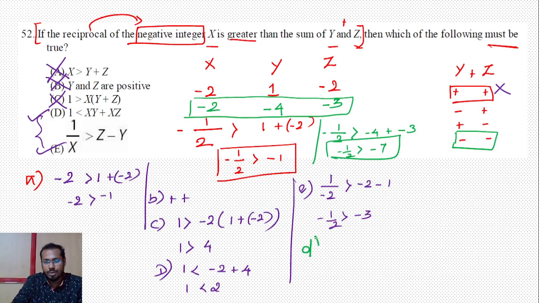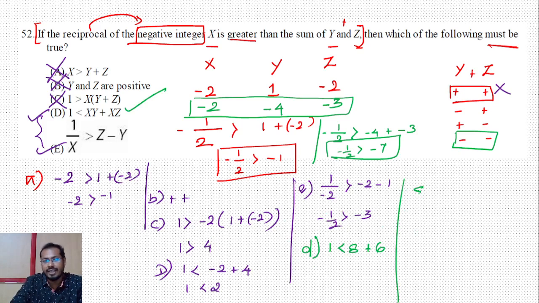I am going to check option D. Option D, 1 is less than x times y. x is negative 2, y is negative 4. 4 times 2 is 8 plus, okay, x and z: negative 2, negative 3 is positive 6. Negative into negative getting positive, right? Definitely option D is right again. So D is right. Check E also.